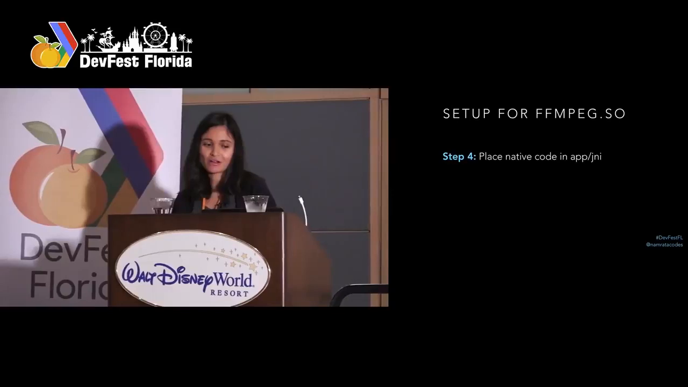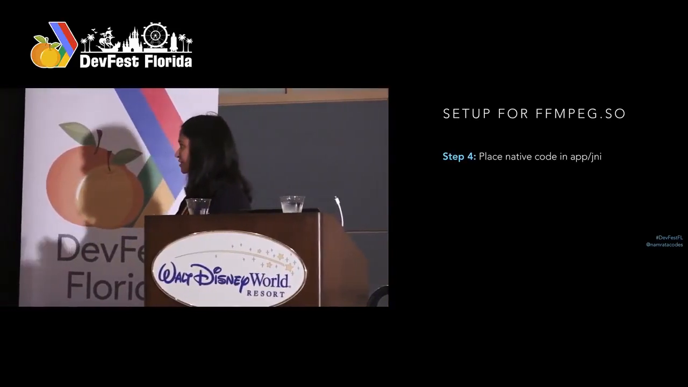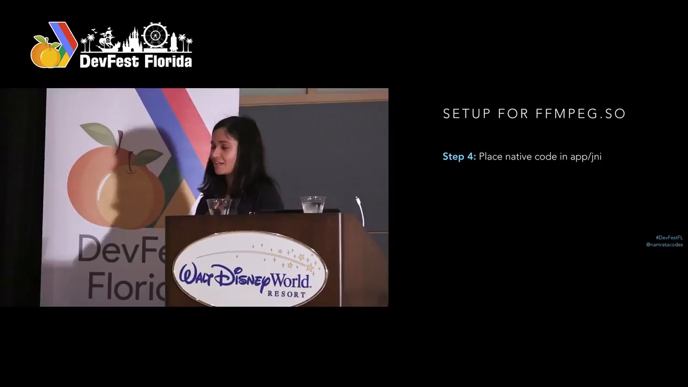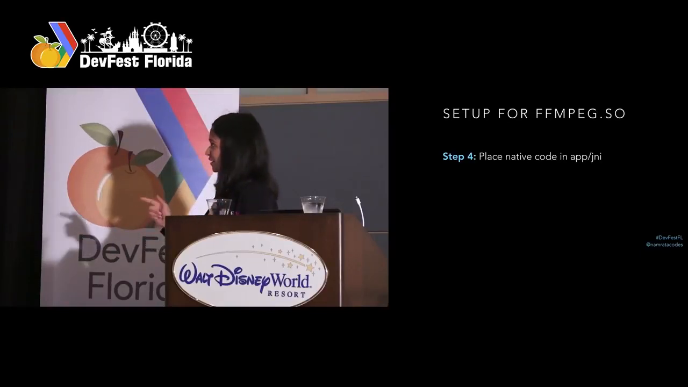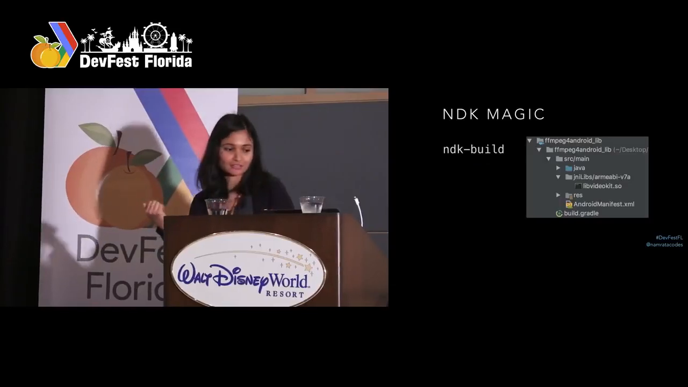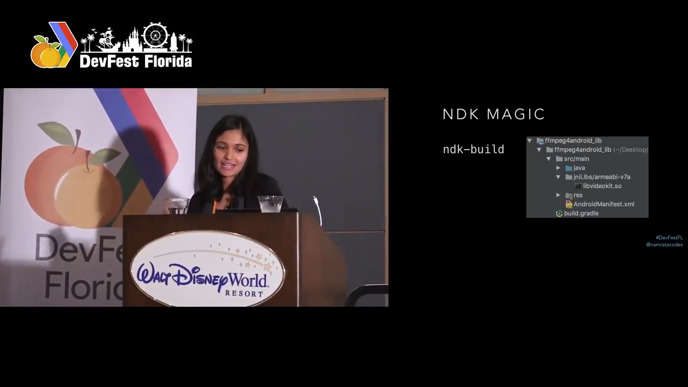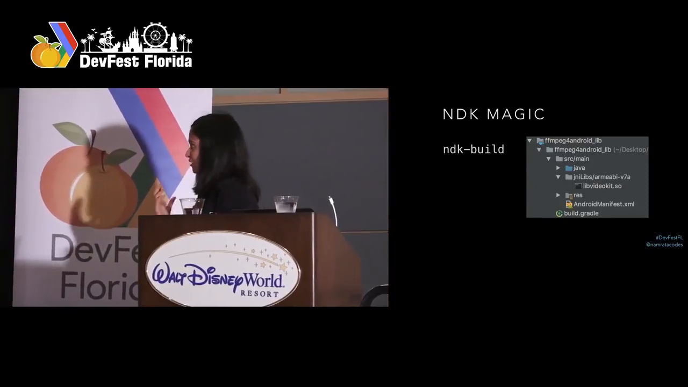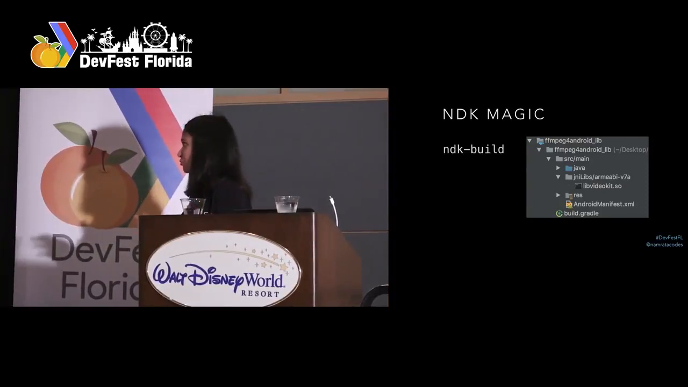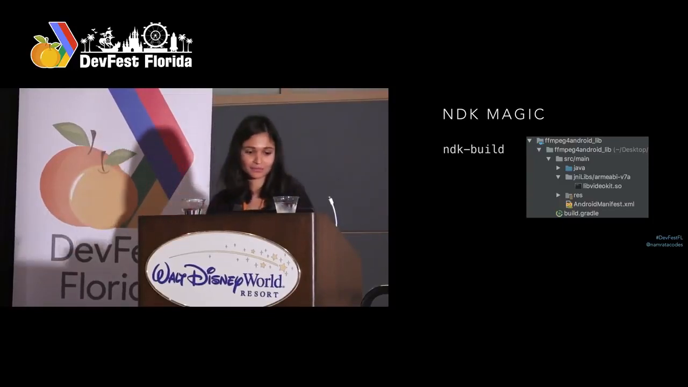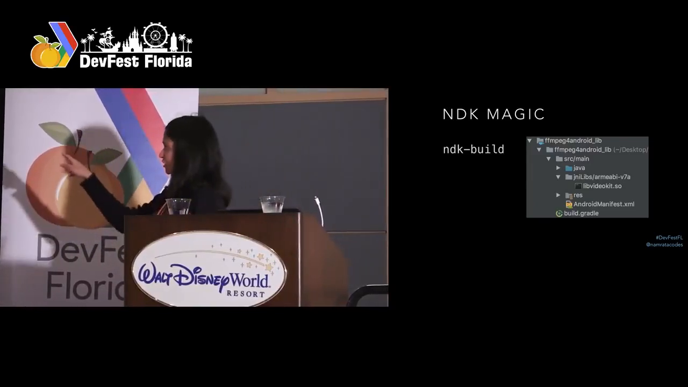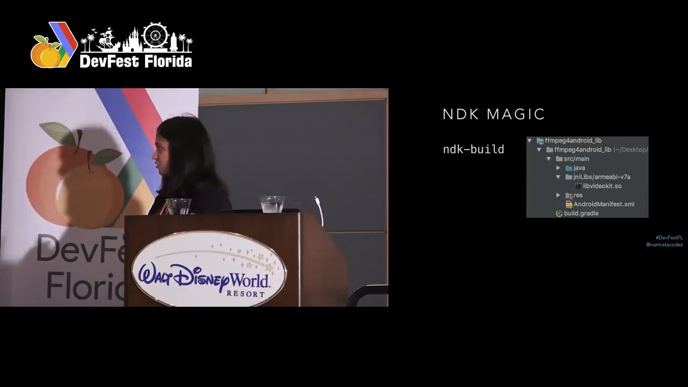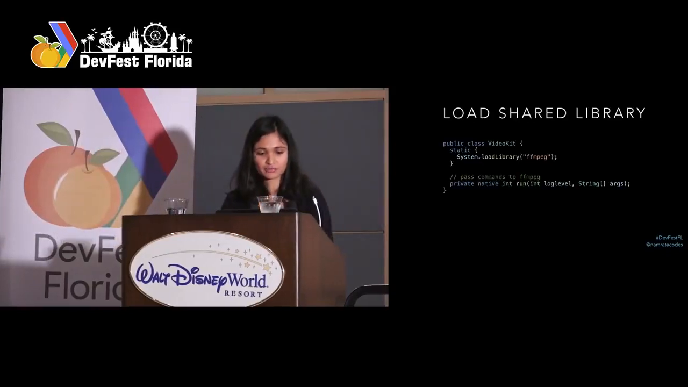And I then put my C and C++ wrapper files that I have to interface with the FFmpeg source code in my app JNI folder. And after I do this, I am running the ndk-build command, which does its own magic and gives you this .so file. And you would place it in the jniLibs folder under the appropriate architecture in your project.